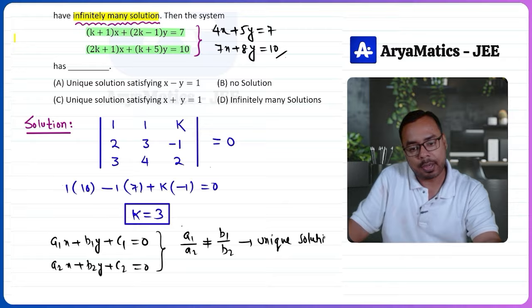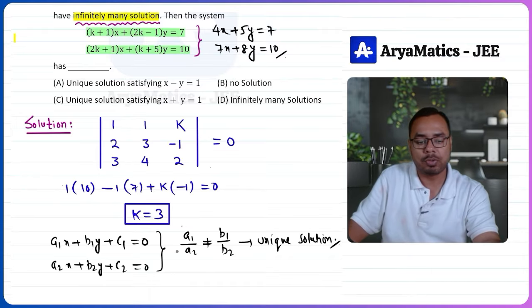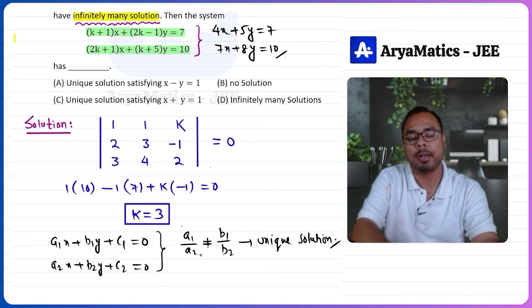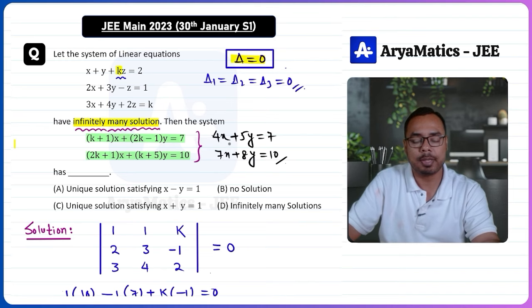Also, for infinitely many solutions, a1 by a2 is equal to b1 by b2, and it's the same as c1 by c2. And for no solution, a1 by a2 is the same as b1 by b2, but not equal to c1 by c2. That means in that case the lines are parallel. So here, if you notice, we are getting the first case, right? A1 by a2 is 4 by 7, which is not the same as 5 by 8, so clearly for these two lines their slopes are different. That means we'll get a point of intersection between these two lines, and therefore we'll have a unique solution. So no solution and infinitely many solutions, these two options are incorrect.